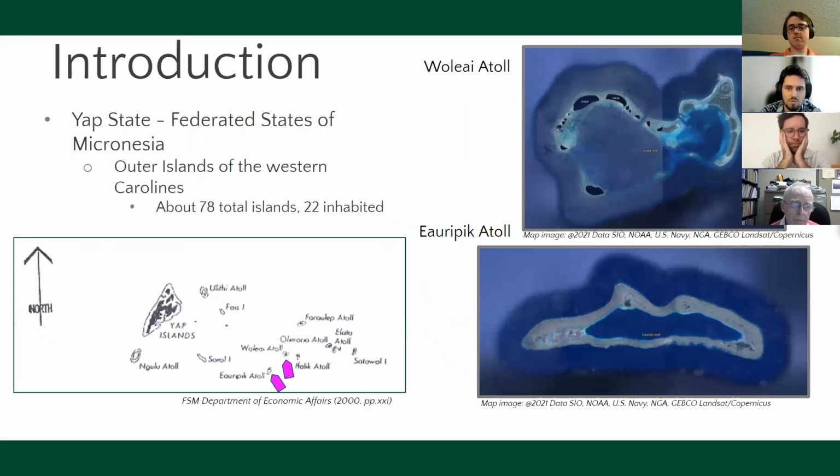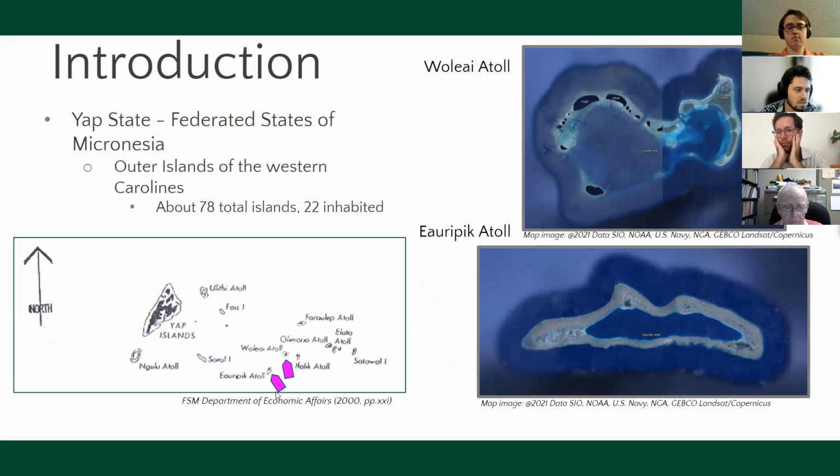As stated earlier, Woleaian is a Micronesian language coming from the Federated States of Micronesia. The speakers of Woleaian originate in the Yap State, which is the outer southern islands of the Western Caroline Islands. This is made up of about 78 total islands, and 22 of which are inhabited.